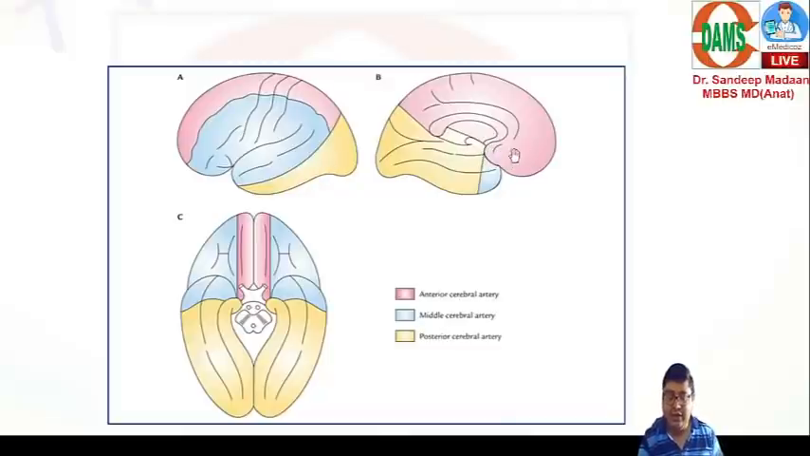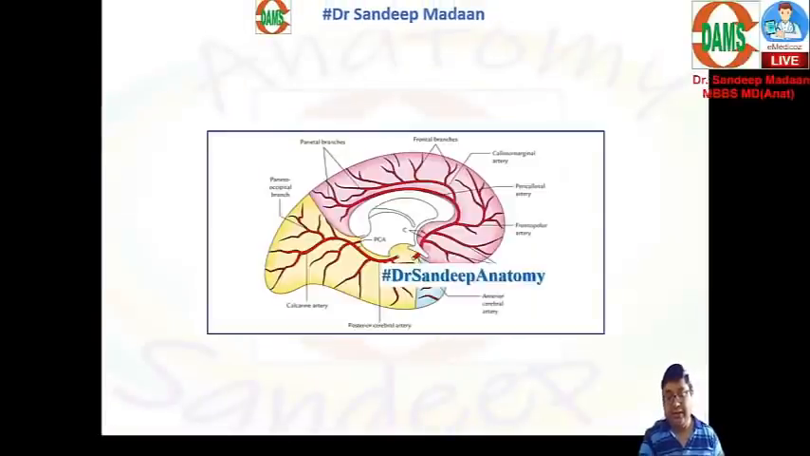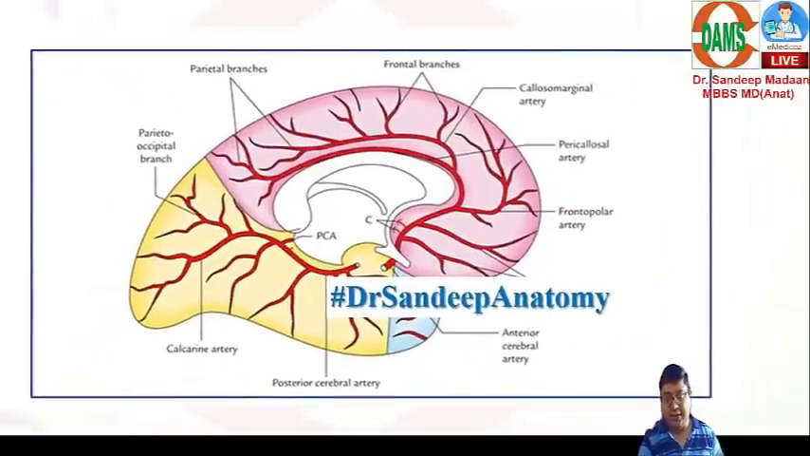It is majorly the ACA, but in the splenium part here we also have this territory of the PCA, and in the inferior part we have the PCA as the dominant artery. Now let me show you particularly this medial surface where we can see the ACA and PCA part here.